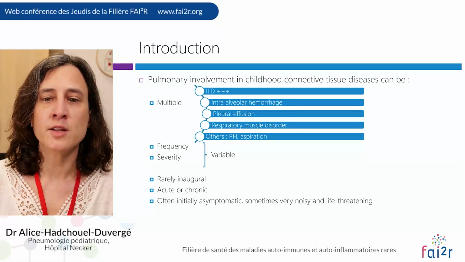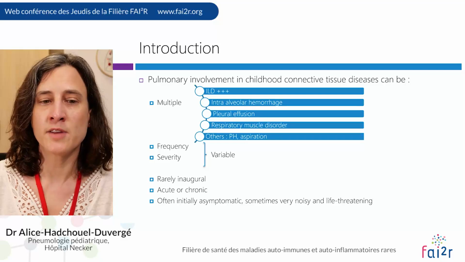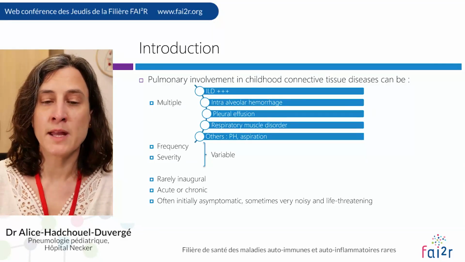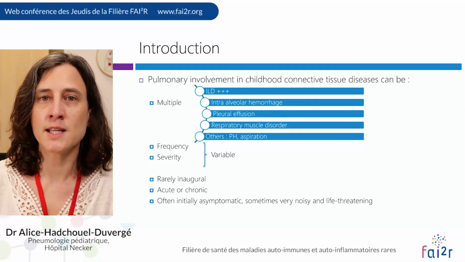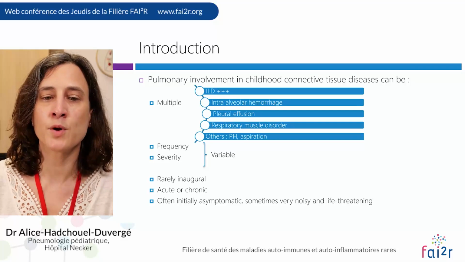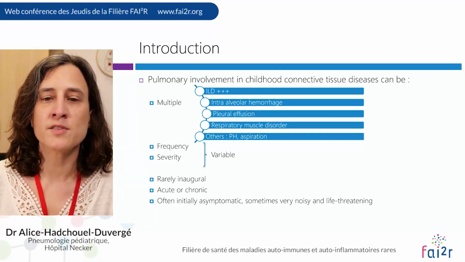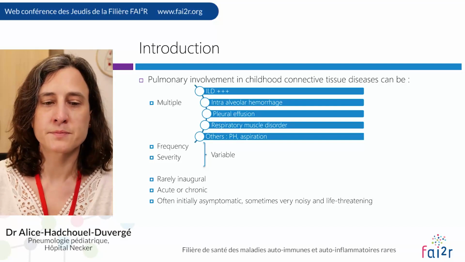Pulmonary involvement in childhood connective tissue disease is multiple and variable. It can be interstitial lung disease, which is the main disorder in connective tissue disease, both in adults and children. It can be intra-alveolar hemorrhage, pleural effusion, respiratory muscle disorder, and also pulmonary hypertension or aspiration pneumonia. The frequency and the severity of these lung disorders are variable depending on the disease.